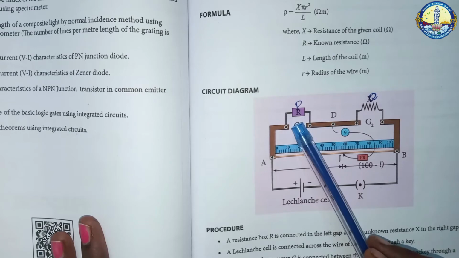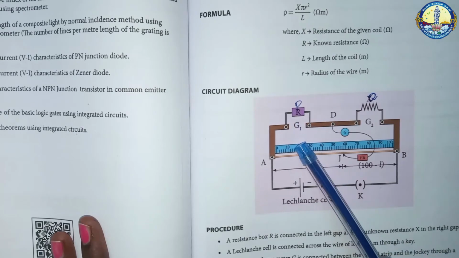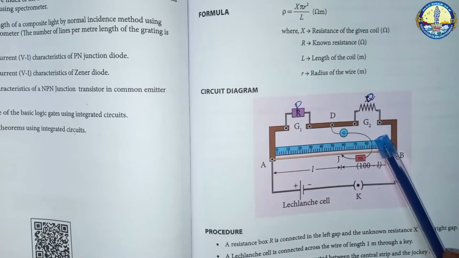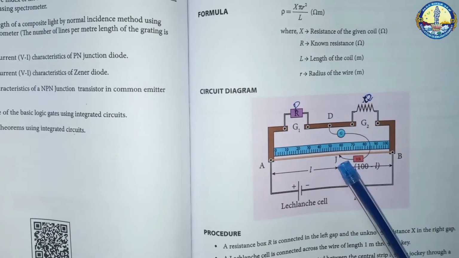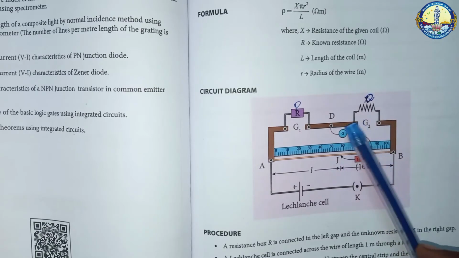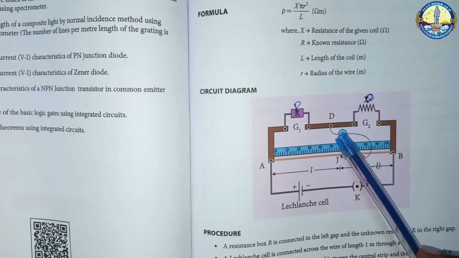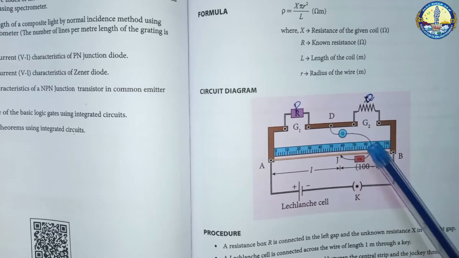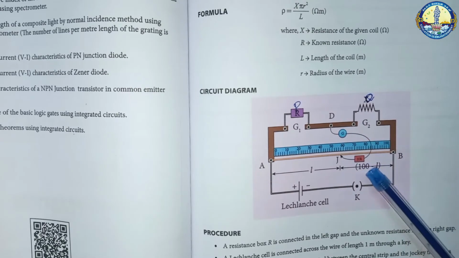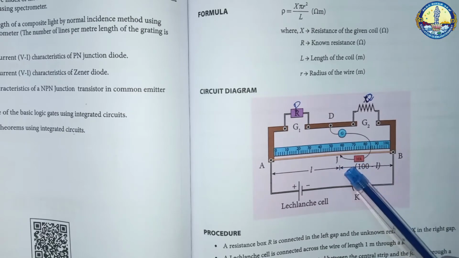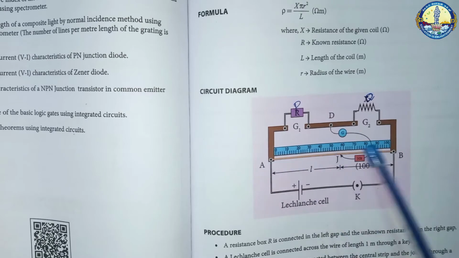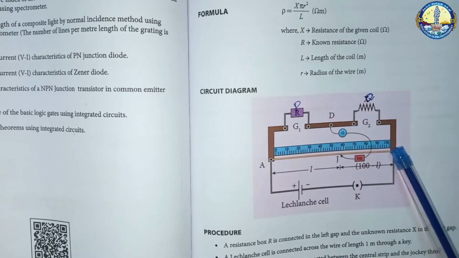An unknown resistance P is connected in G1 and the standard resistance Q is connected in G2. A jockey, denoted as J, is connected with the terminal D on the central copper strip through the galvanometer and a high resistance HR. The exact position of the jockey on the wire can be read on the meter scale, which is 1 meter in length.